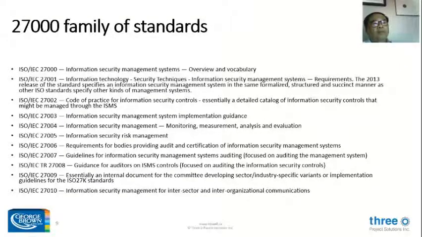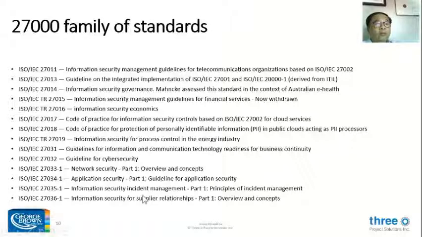Moving along, I promised to show you the other family of standards in the 27000 series. If you look at these two slides, there's quite a lot. Within the 27000 series, these are all information security. 27001 is the certification, 27002 is the actual standard for certifying for 27001, but apart from that, there are so many of them: implementing the guidance, monitoring, measurement, analysis and evaluation, risk management, auditing, and control, and so on. So there's a lot of stuff.